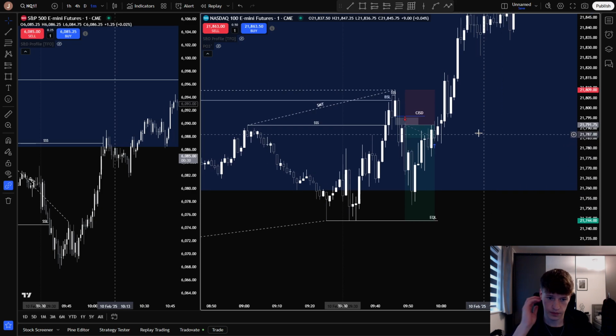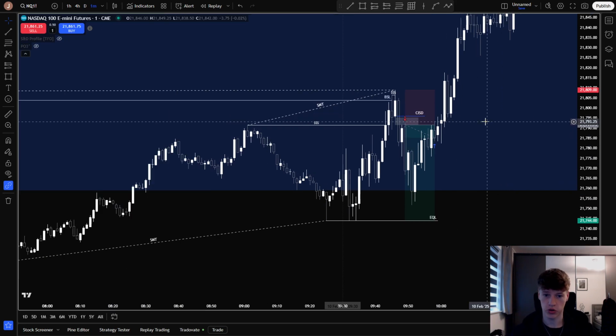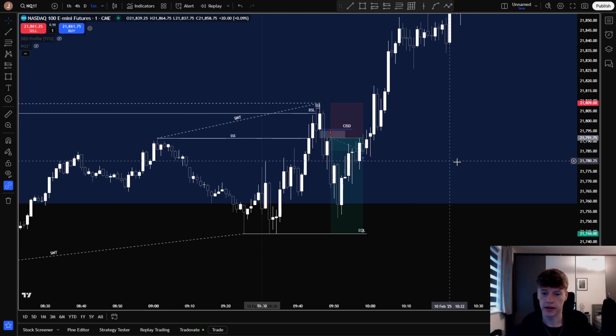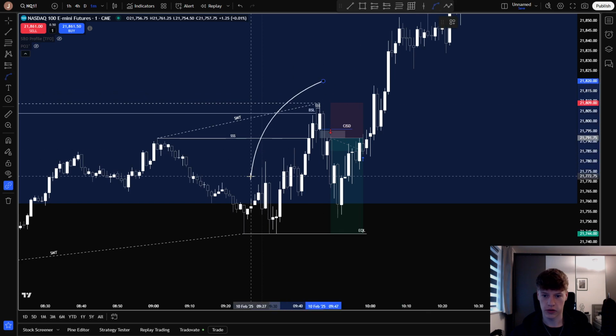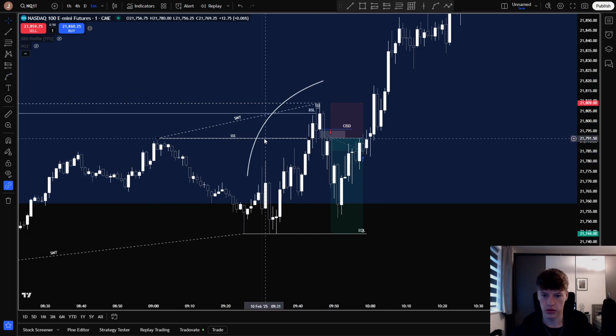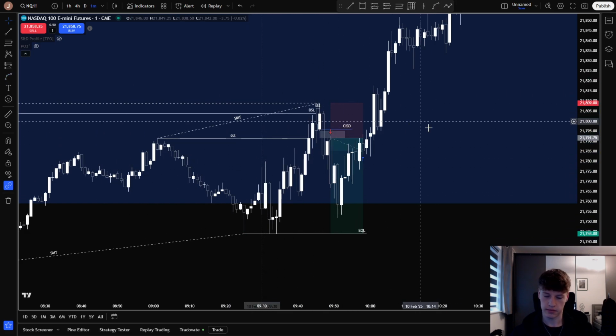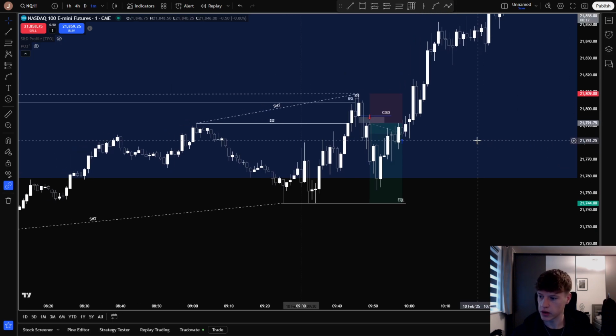Super simple. The most simple trade ever, really. Nice internal model as well from these generated lows. I was just waiting, just super patient, super clean, super patient.